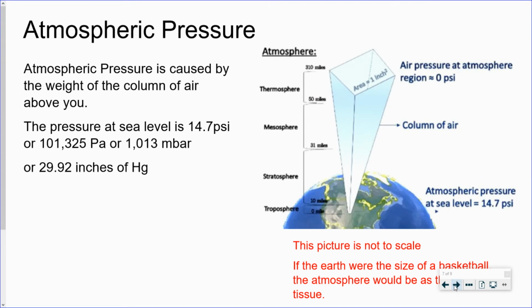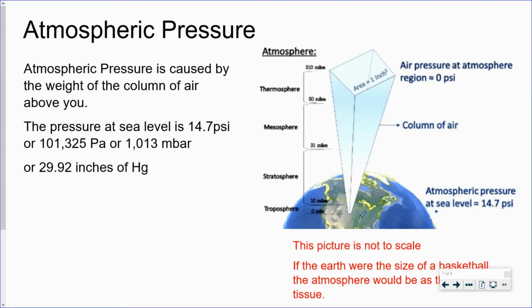Okay, next we start talking about atmospheric pressure. In chemistry, this is a big deal for us because the atmospheric pressure affects so many things in the behavior of physical substances. Well, atmospheric pressure is caused by the weight of a column of air above you. Down here, I put that this isn't to scale. The atmosphere isn't nearly that tall, even though in most textbooks you'll see pictures like this.